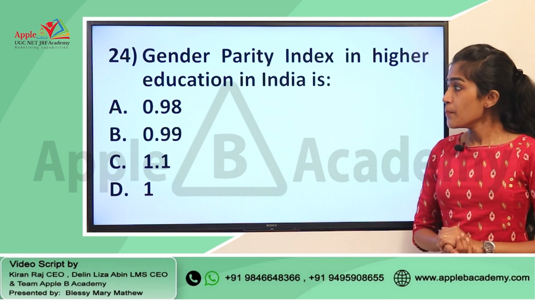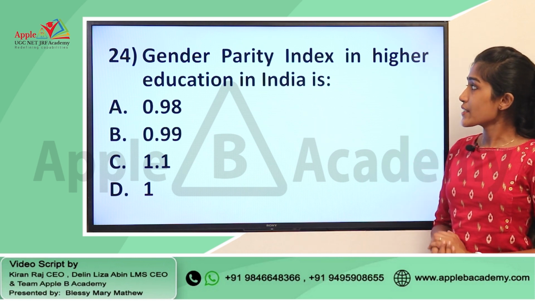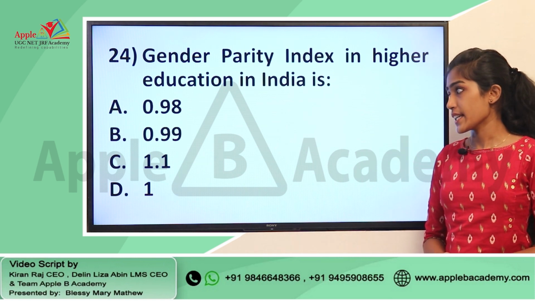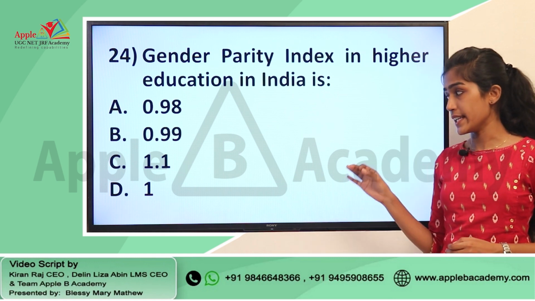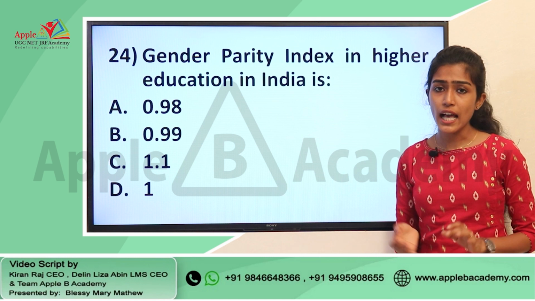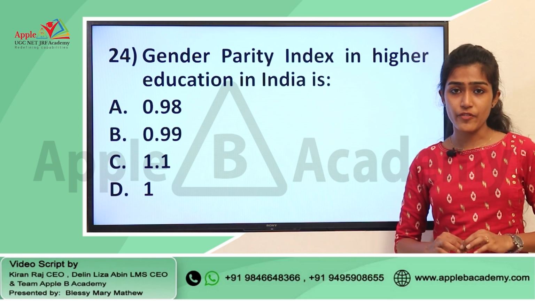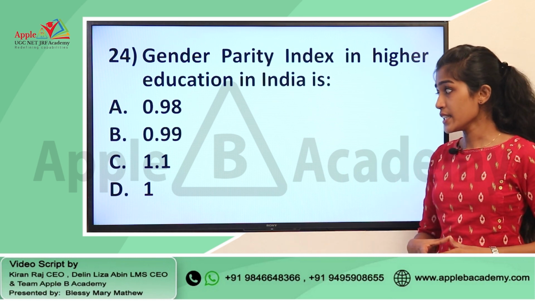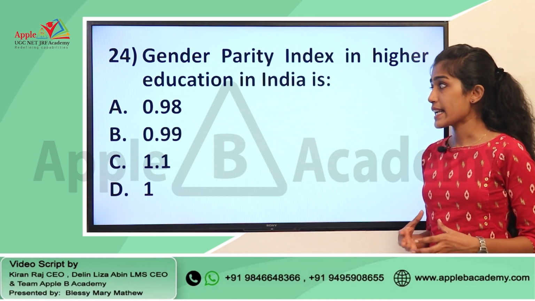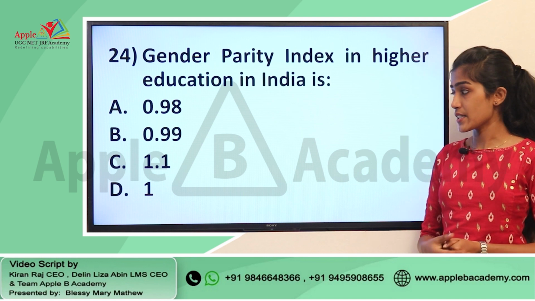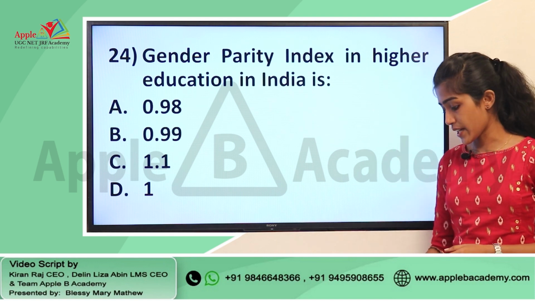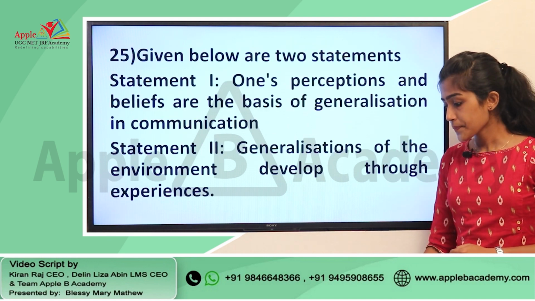Alright. Moving to the next question, gender parity index in higher education in India is, and you have the options 0.98, 0.99, 1.1 and 1. So, this is from the module higher education system, but this is a very general kind of question, and we have to identify the right answer. Gender parity index in higher education in India is 1. So, the option D is the right answer.